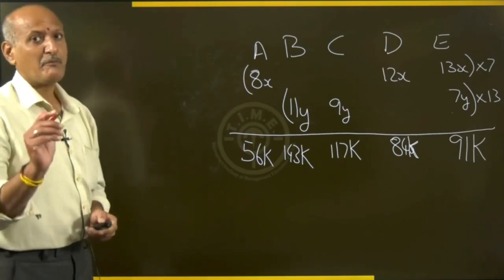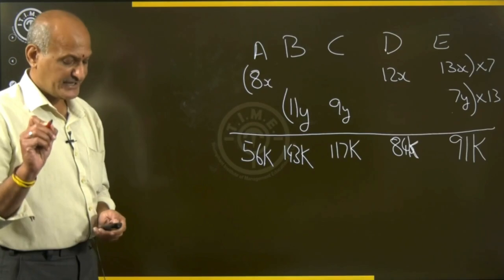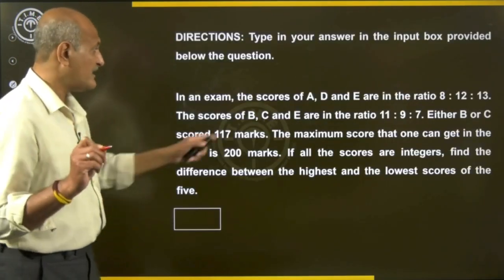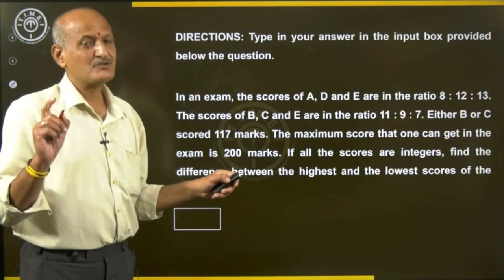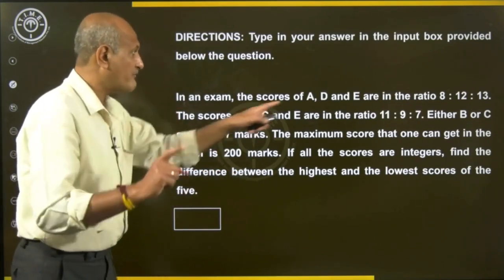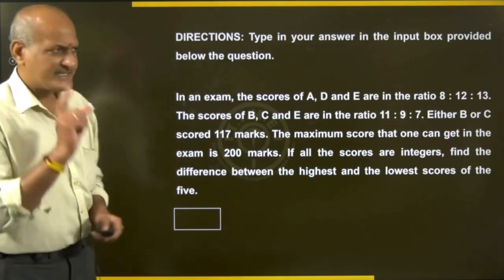Okay, now one more point. What we know: point number 1, the scores are integers. Next, it also says the maximum score that one can get is 200. Furthermore, we know either B or C must be scoring how much? It is 117.